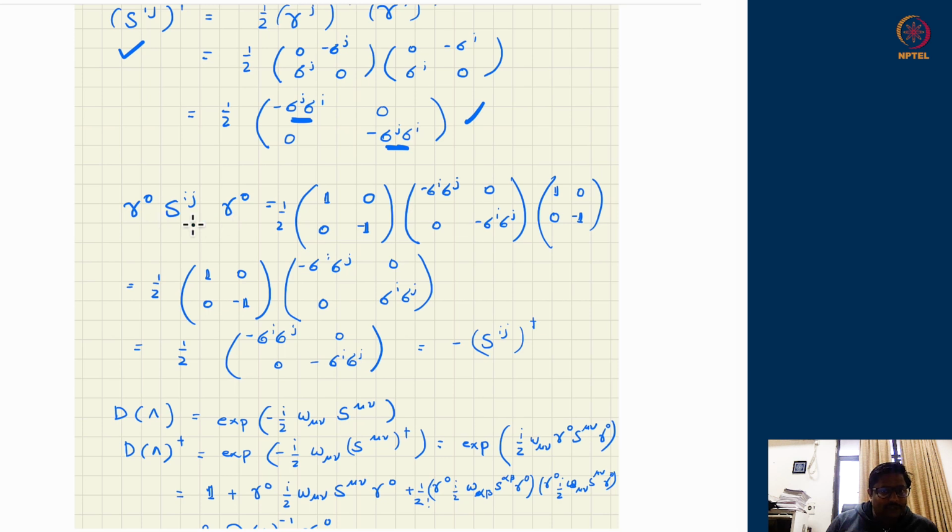For S0i, we had squeezed it between gamma 0 and gamma 0. Do this again. Put a gamma 0 to the left and a gamma 0 to the right. Do this again, matrix multiplication with care. This time it will become clear what we were trying to do. It still is S_ij dagger with a minus sign.